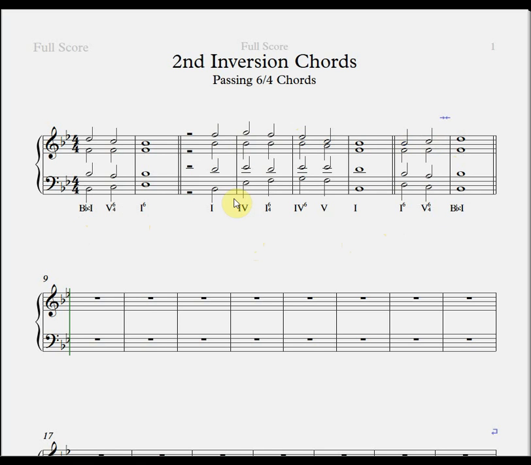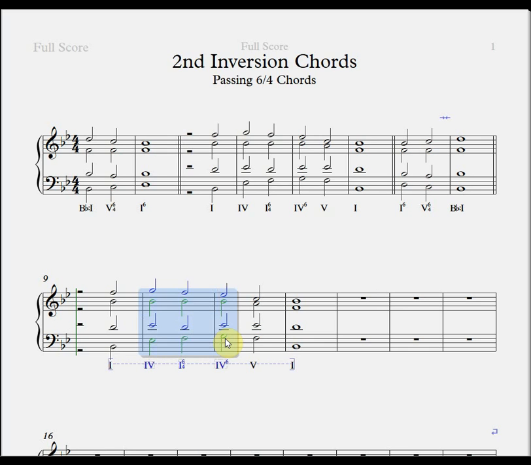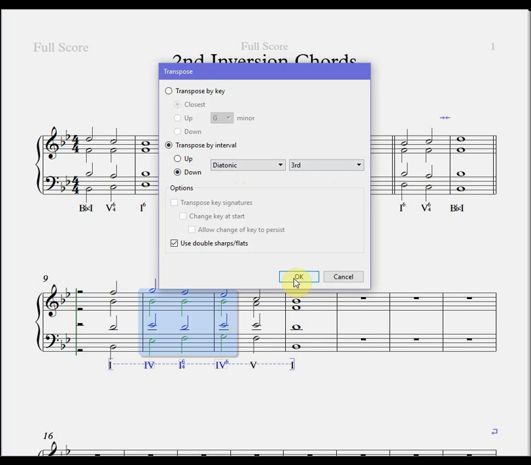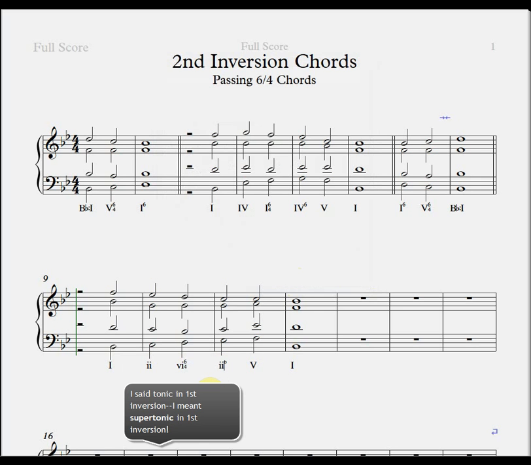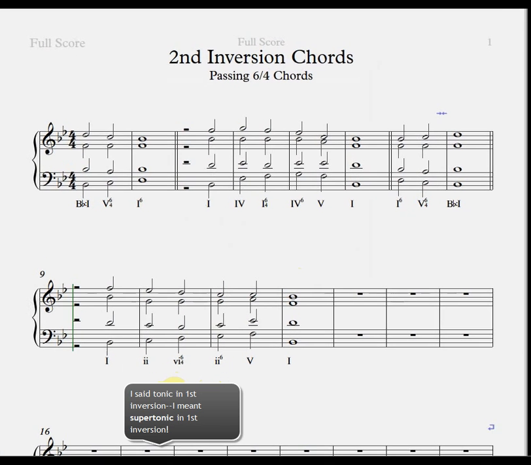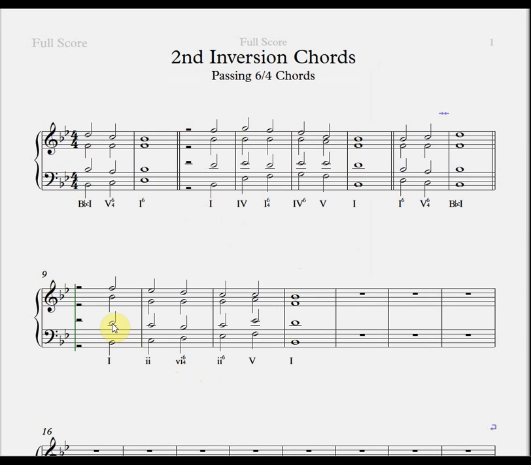So let's take a look at what happens if we take this passage here and we transpose our passing 6/4 progression down a diatonic, in this case minor, third. So now we're starting here on the supertonic, then we're going to submediant 6/4 and ending on the tonic in first inversion. Voice leading should be fine, although we've transposed. Let's hear how it sounds.